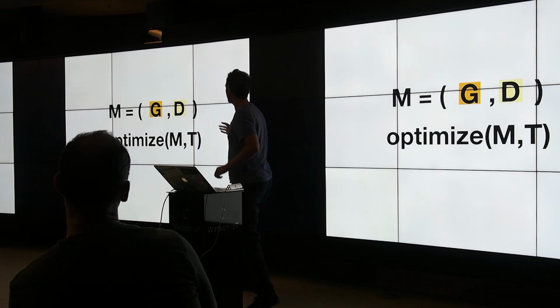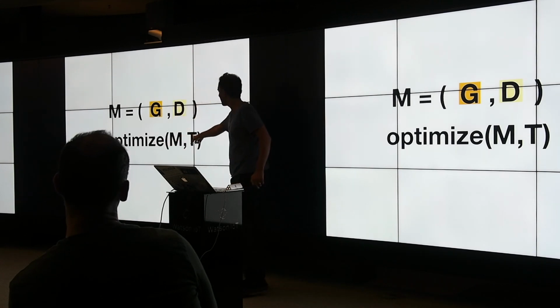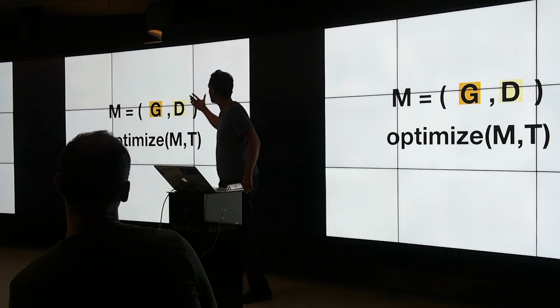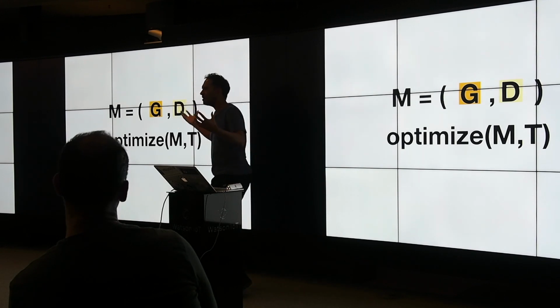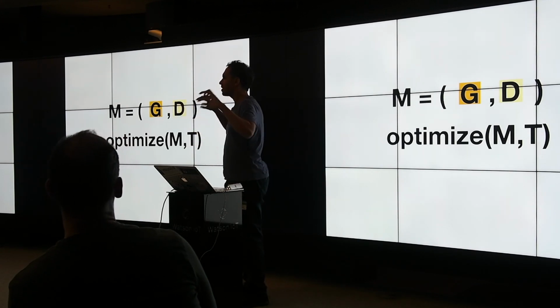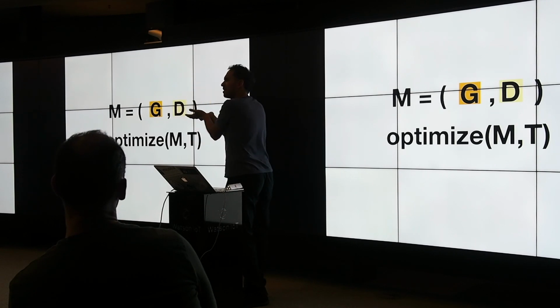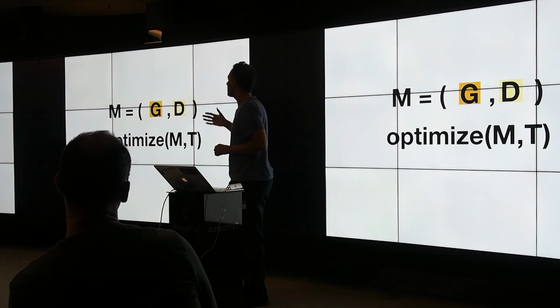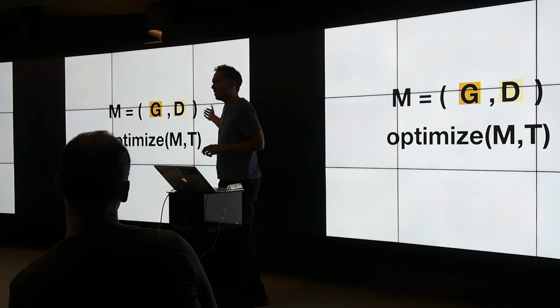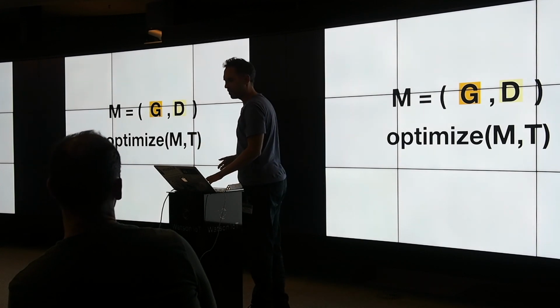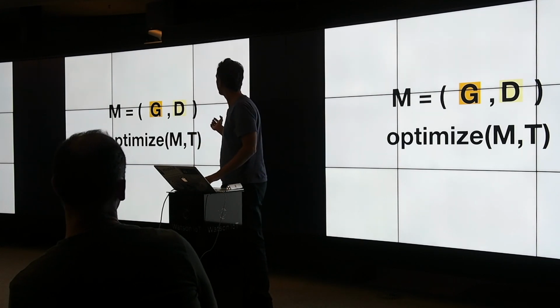And then what you do, you optimize M over T. So T is your training data. You have a joint optimization objective. That means you will generate the perfect generator and the perfect discriminator at the same time. And the discriminator then you can throw away. And the generator is the one you will use in most of the cases.